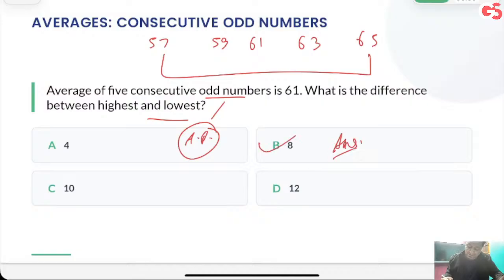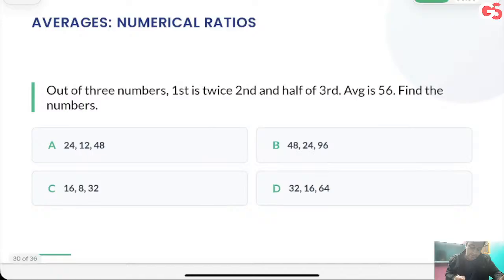Clear? Now, the main thing you should have to remember here is in an arithmetic progression, the middle term is always the average. तो middle term में 61 मिल गया, odd number बाकी हमने निकाल लिए. Cool. Next one. Out of three numbers, first is twice the second, half of third, average 56.